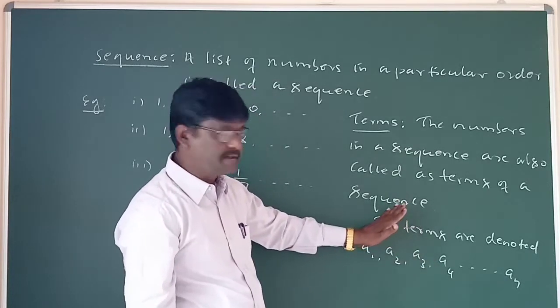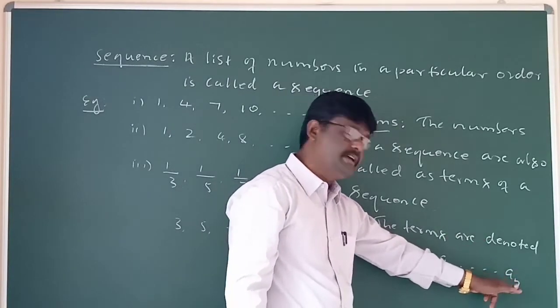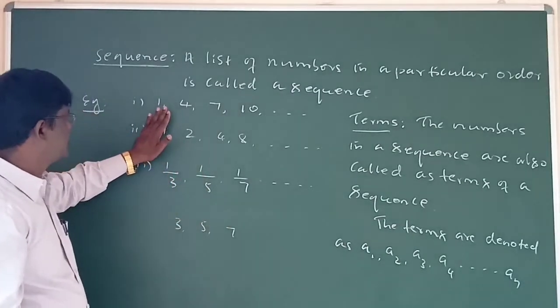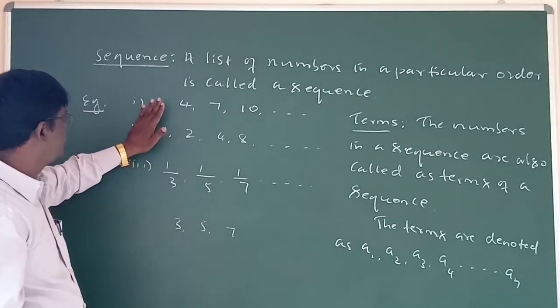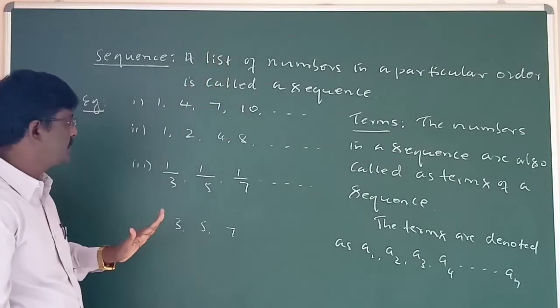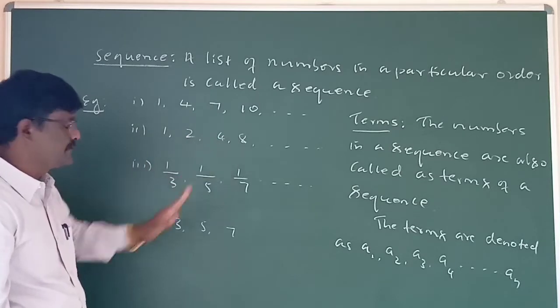If it is a finite sequence having definite terms, then we say An. Okay, now once again, I should recall this. What does a sequence mean? A list of numbers in a particular order. 1, 4, 7, etc. 1, 2, 4 and so on.